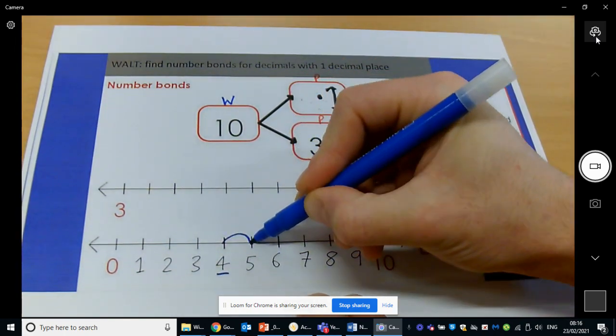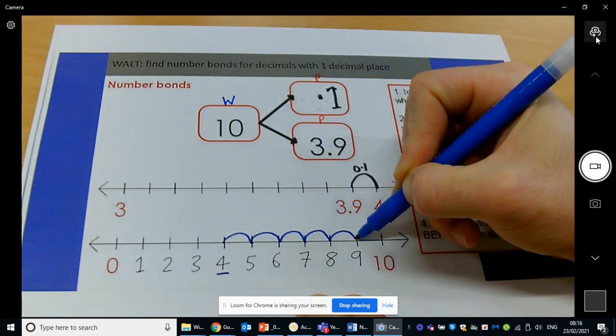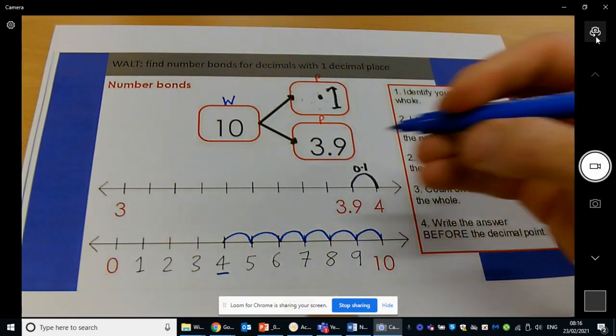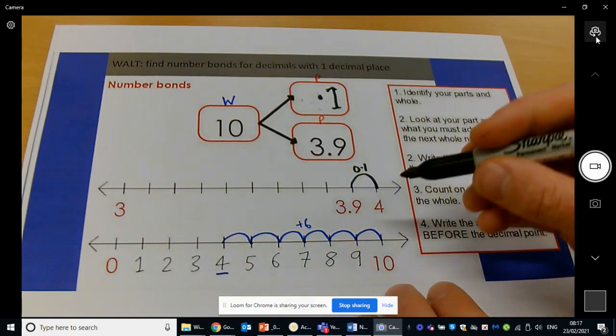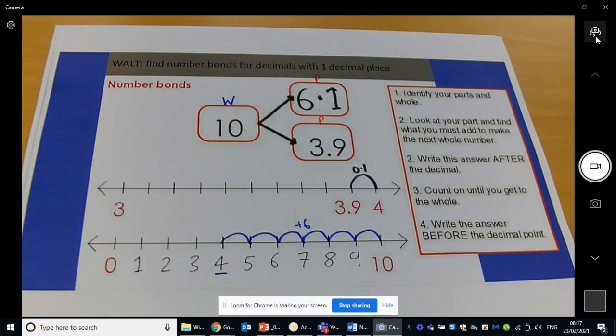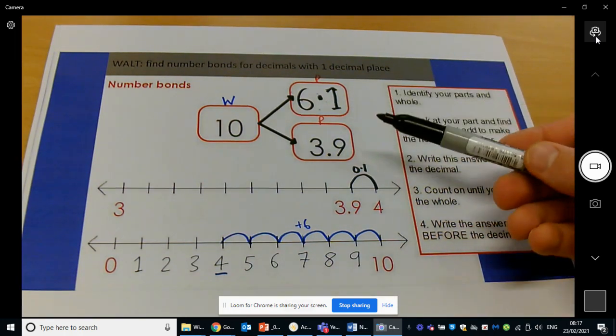So 1, 2, 3, 4, 5, and 6. What do I do with that 6? Where do I put it? Let's look at the final step. And we write that answer before the decimal point. So now that blank can be filled in. So 6 goes over there. Right, so that means 6.1 plus 3.9 equals 10.